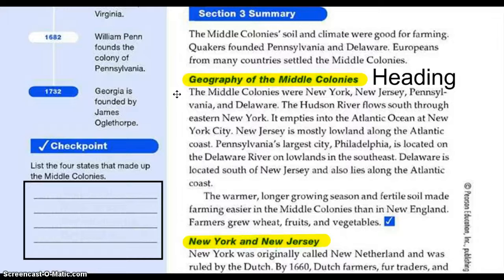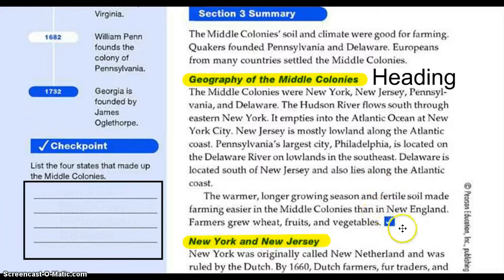New Jersey is mostly lowland along the Atlantic coast. Pennsylvania's largest city, Philadelphia, is located on the Delaware River on lowlands in the southeast. Delaware is located south of New Jersey and also lies along the Atlantic coast. The warmer, longer growing season and fertile soil made farming easier in the Middle Colonies than in New England. Farmers grew wheat, fruits, and vegetables.